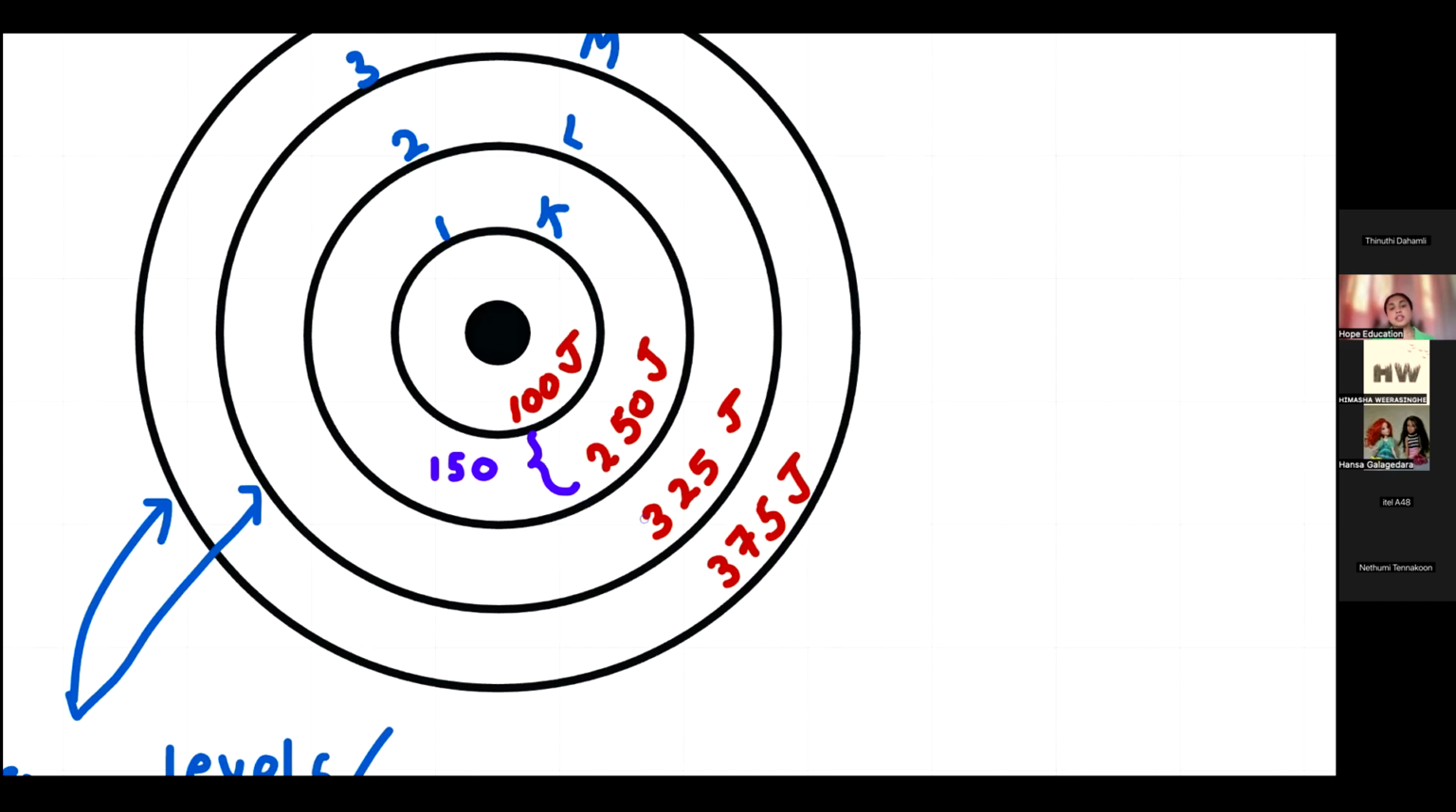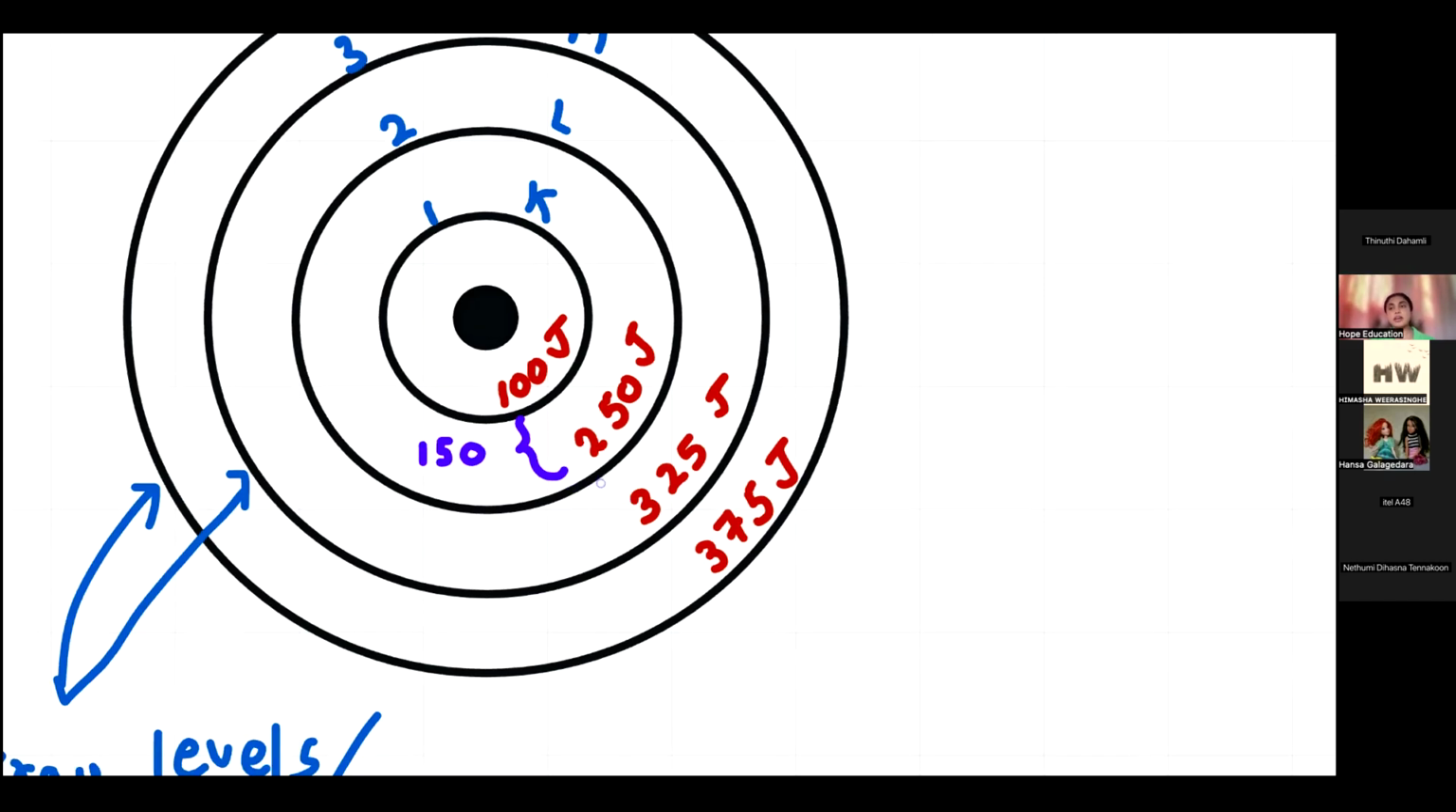150. Then the second energy level has an energy of, excuse me, 250 joules. The third energy level has an energy of 325 joules. So what is the difference here? Quickly tell. 250 to 325. What is the difference? Come on, simple mathematics. Okay, it's 75, no? 325 minus 250 is 75. Yes. Then from 325 to 375, what is the difference?